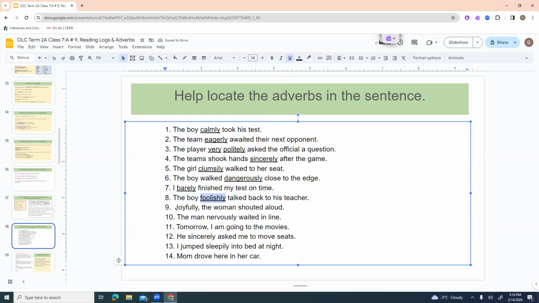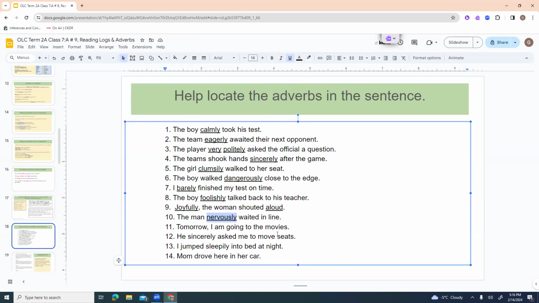Joyfully, the woman shouted out loud. So here, joyfully is coming first, and that way you get the emphasis or the idea that it applies to the whole sentence. And then aloud is talking about how she shouted. The man nervously waited in line. Now, I'm trying to do ones that are really clearly adverbs here. There's a few that are kind of on the line that I'm just leaving.